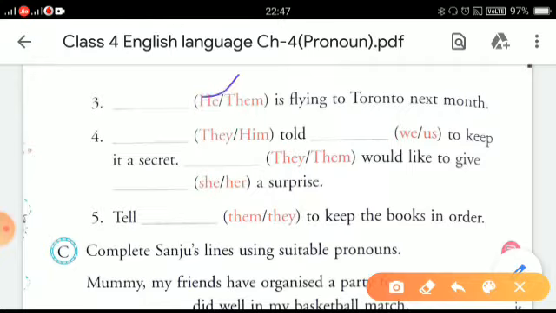He is flying to Toronto next month. They told us to keep it a secret. They would like to give her a surprise. Tell them to keep the books in order.